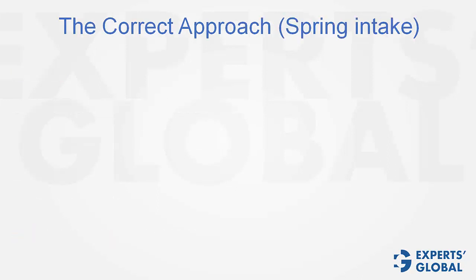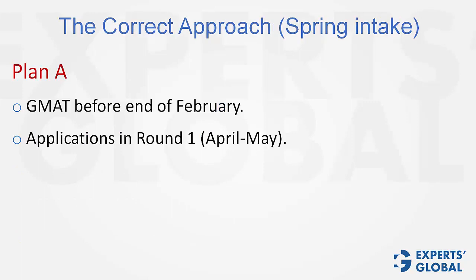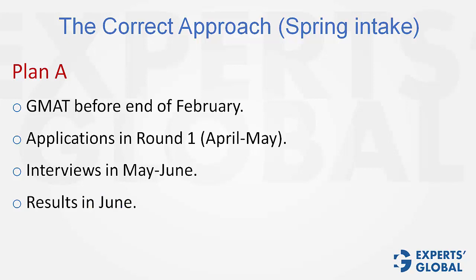For spring intake, the correct strategy would be that take the GMAT by end of February, apply in the first cycle. The deadlines are generally in April and May. Interviews would happen in May and June. The results will be out by end of June, and the program will start in spring.